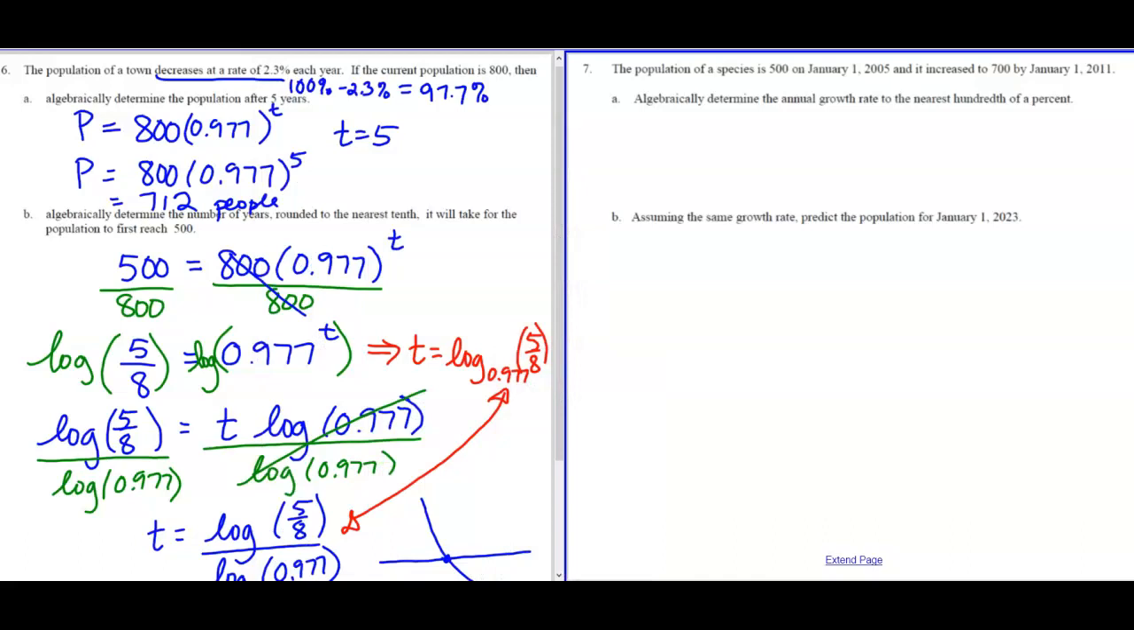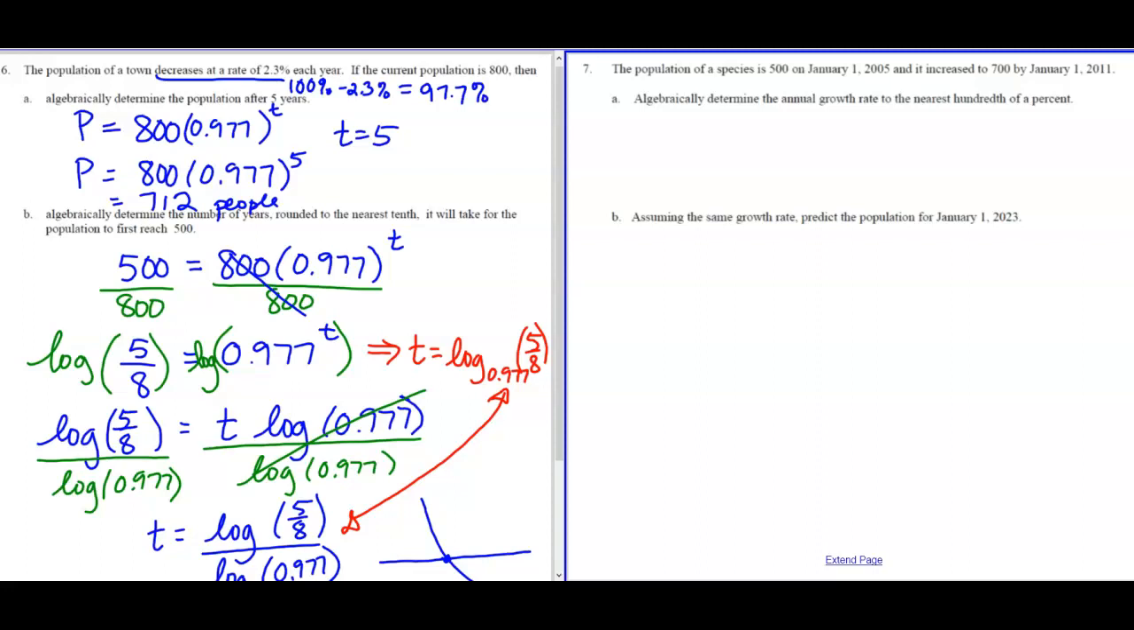Another example: the population of a species is 500 on January 1st, 2005, and it increased to 700 by January 1st, 2011. So it's a growth function. Algebraically determine the annual growth rate to the nearest hundredth of a percent. Okay, guys, see this up there?